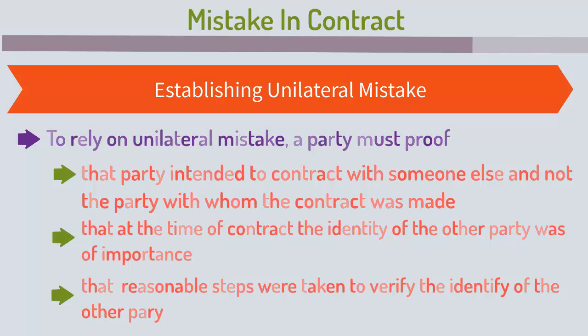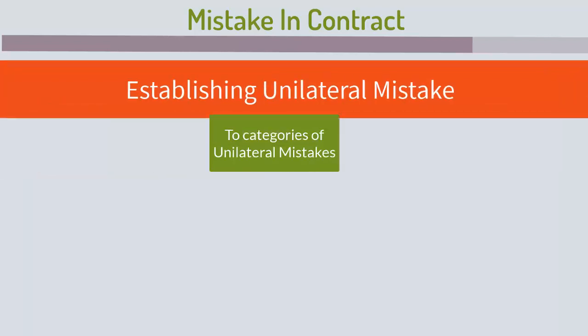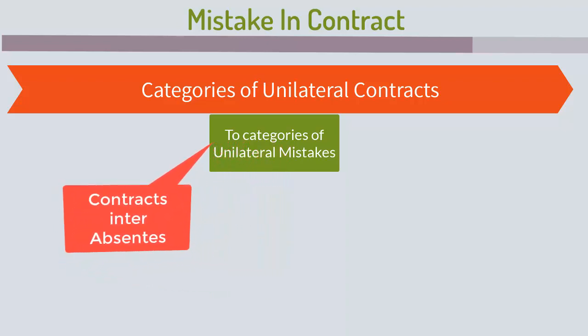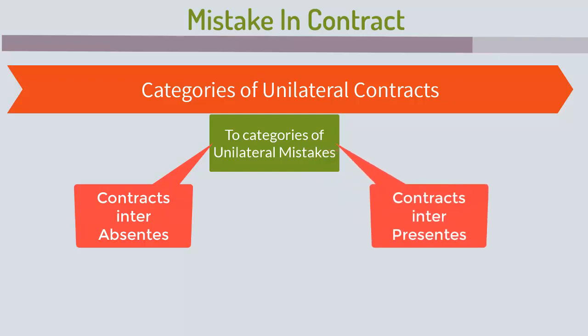The case of Candy and Lindsay will be helpful, so I encourage you to read that case. Now, the cases of unilateral mistake, which is mistake as to the identity of a contracting party, fall into 2 groups. 1, contracts inter absentes, that is where the parties are not in each other's presence but deal at arm's length or deal via the post or via telephone. 2, inter praesentes, where the parties meet face to face.